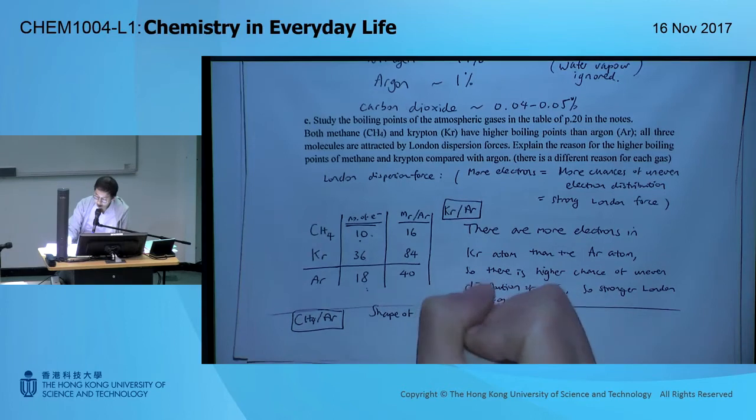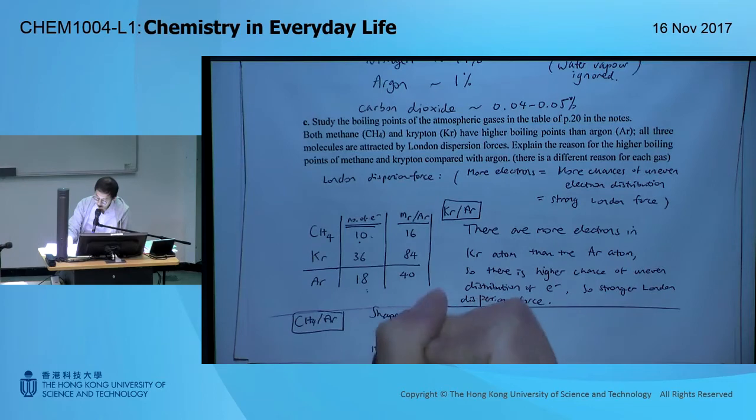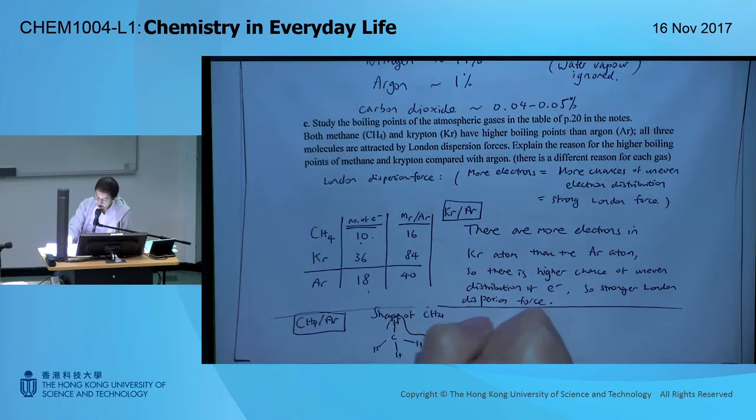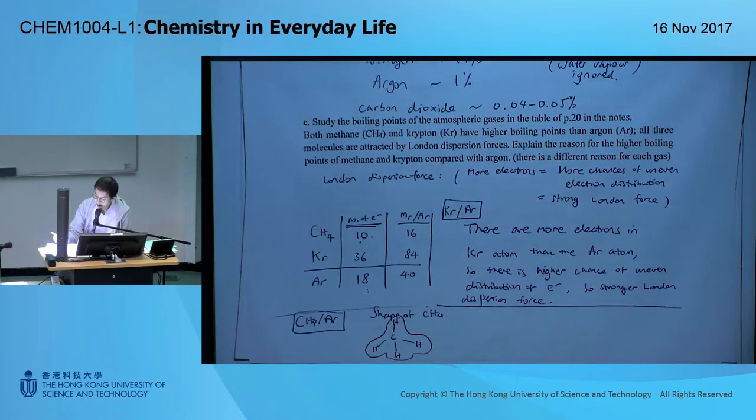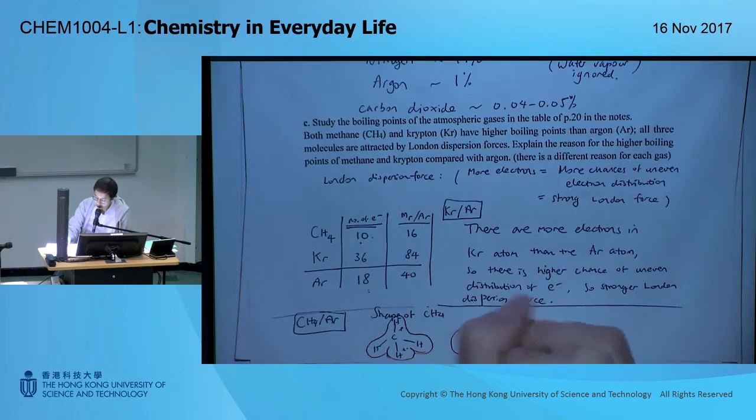The shape of methane is a tetrahedral molecule, like this. So it has a 3D shape. So the electrons can kind of travel around the molecule and have more chances to become unevenly distributed compared to the argon, which is a spherical atom.